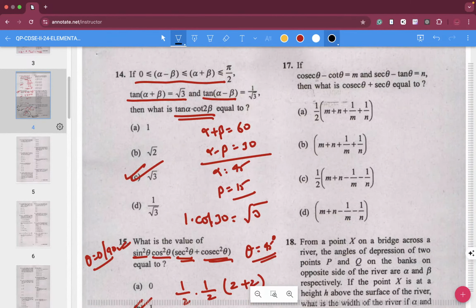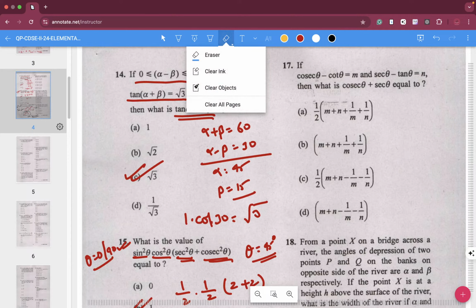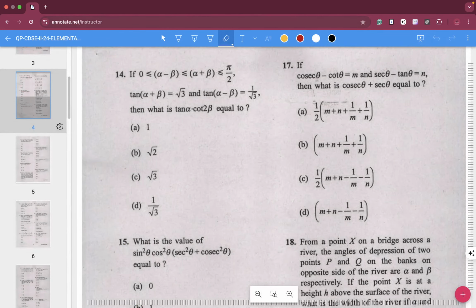Alright, let's move on to the next question. Many of the aspirants have problems in this kind of question, wherein they see a lot of trigonometric functions. But when they give you trigonometric functions, it also means autonomy for you to work out the way you want to. So I'm now solving question number 17 over here.